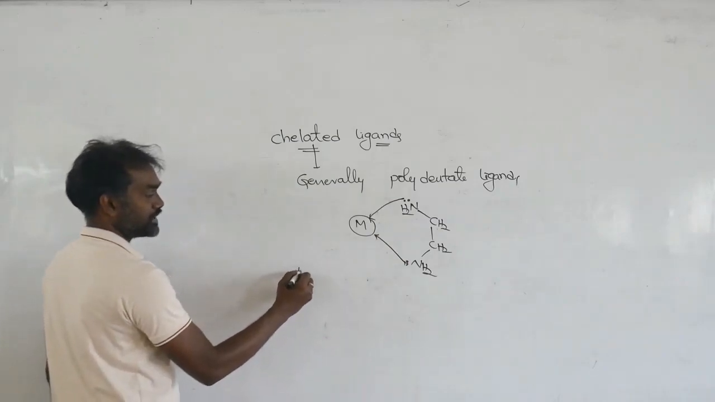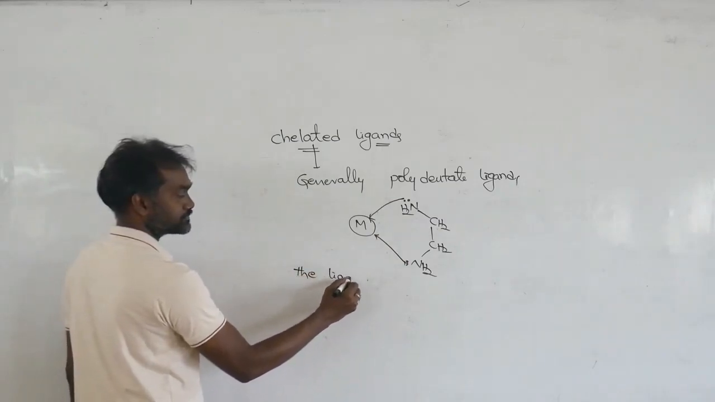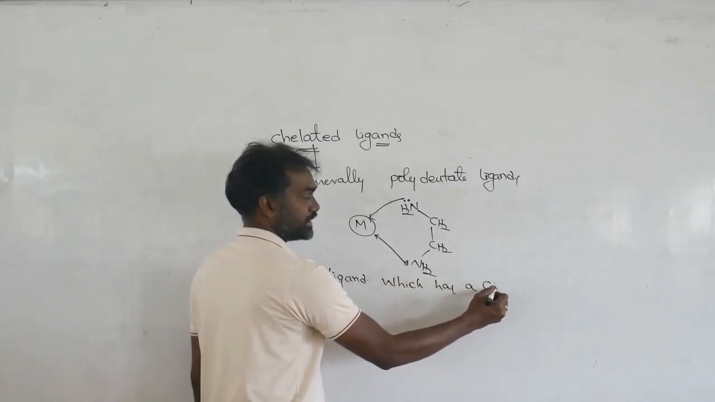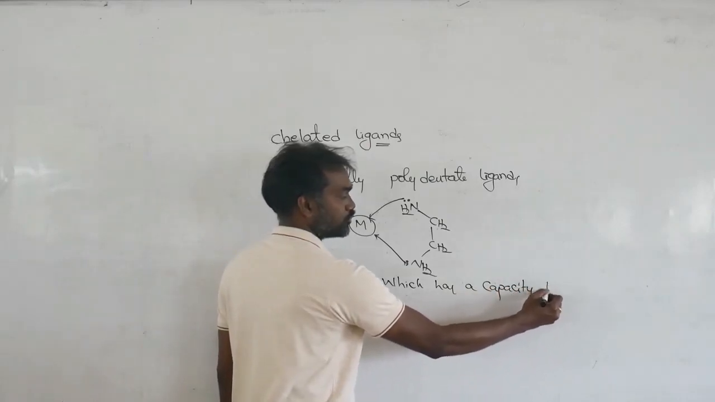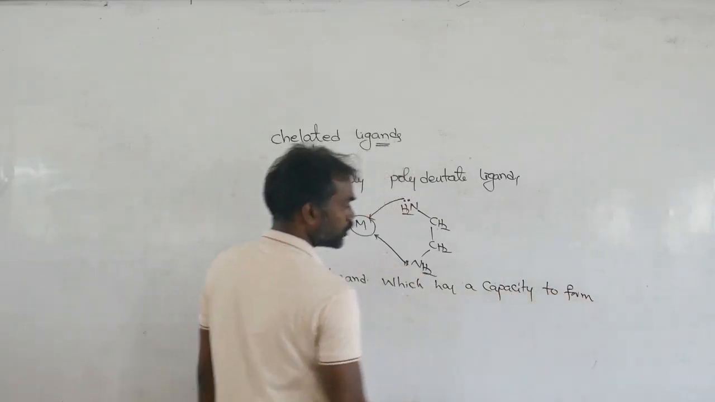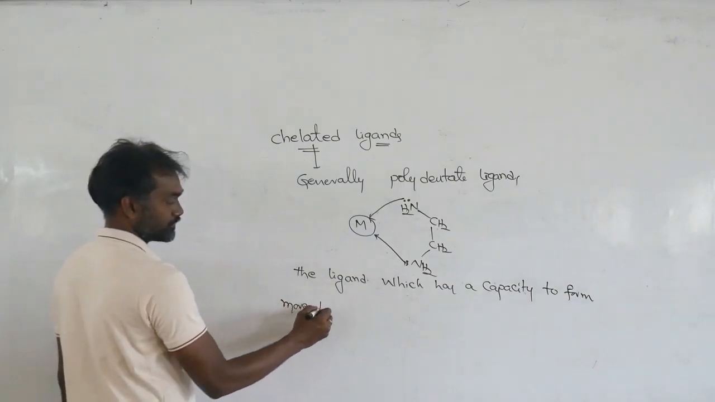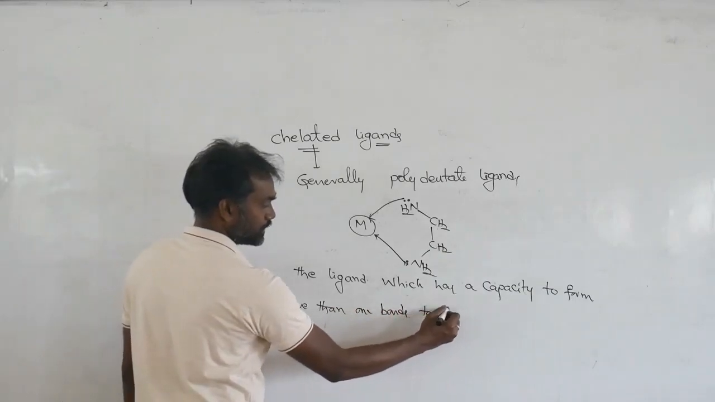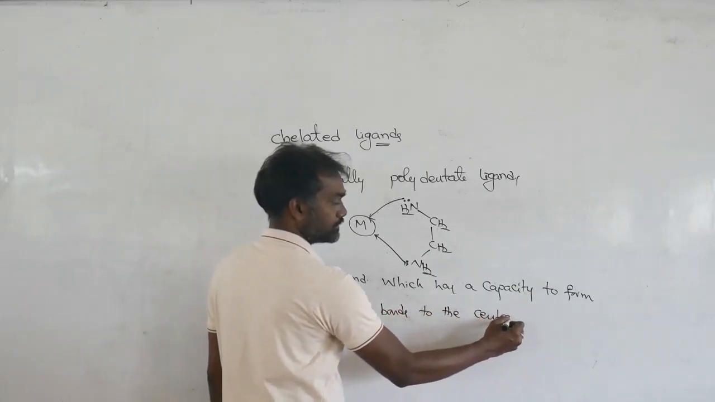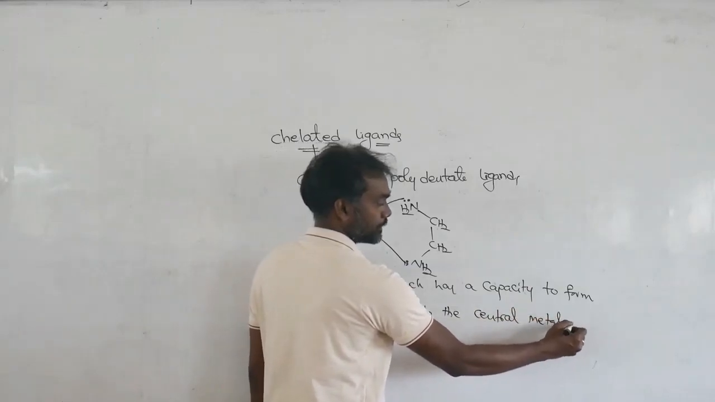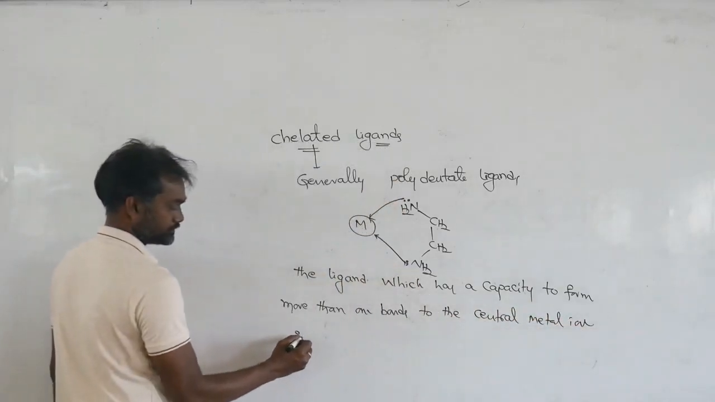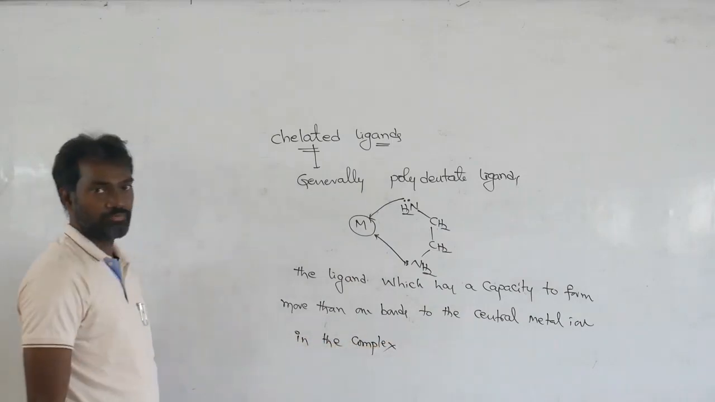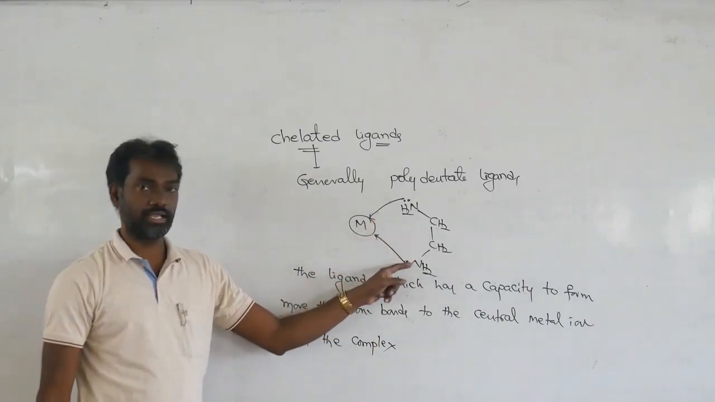So the definition becomes: the ligand which has the capacity to form more than one bond to the central metal ion in the complex. Such types of ligands we call chelated ligands.